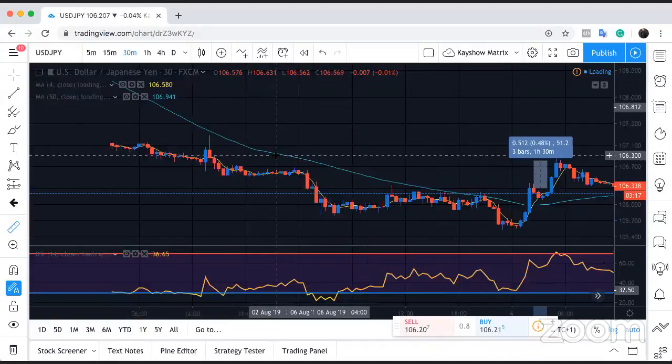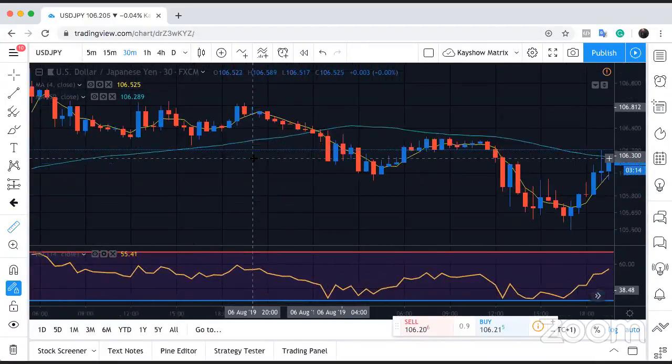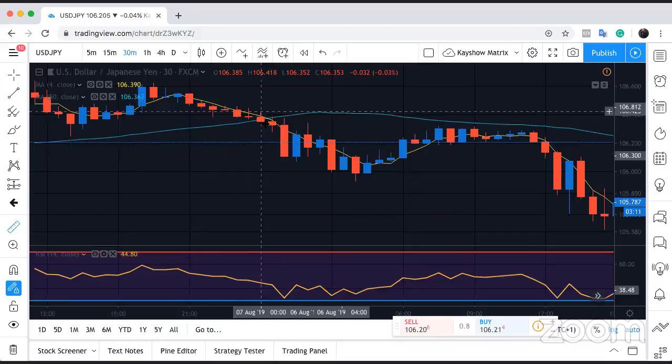So let me look for another scenario. Okay, this sell scenario now. You zoom this in, you can see the yellow line has crossed. Fantastic.